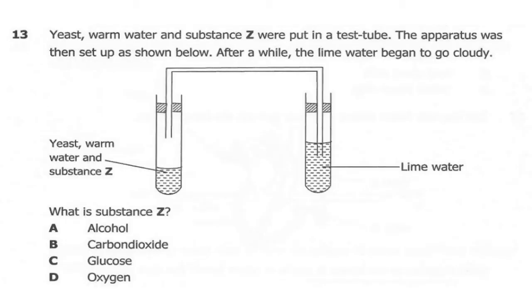Question 13. Yeast, warm water, and substance Z were put in a test tube. The apparatus was then set up as shown below. After a while, the lime water began to go cloudy. What is the substance Z? A, alcohol, B, carbon dioxide, C, glucose, D, oxygen. What's the correct answer, chat? You can leave your answer in the comment section.